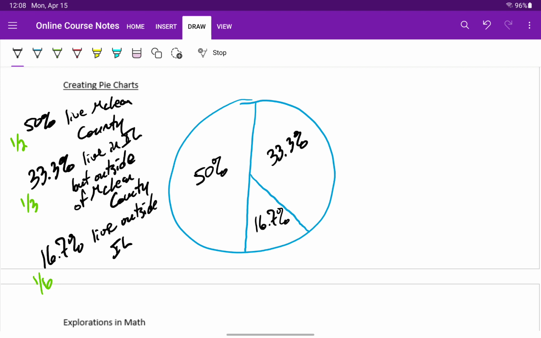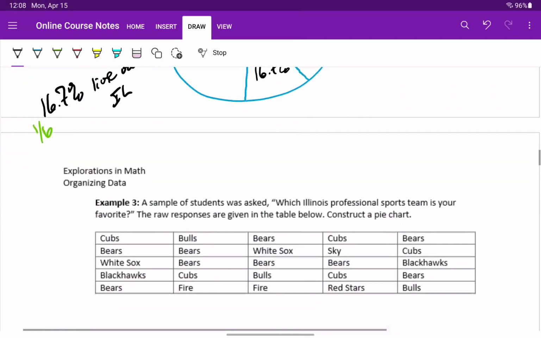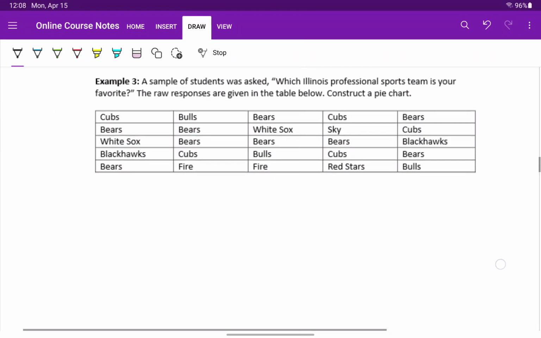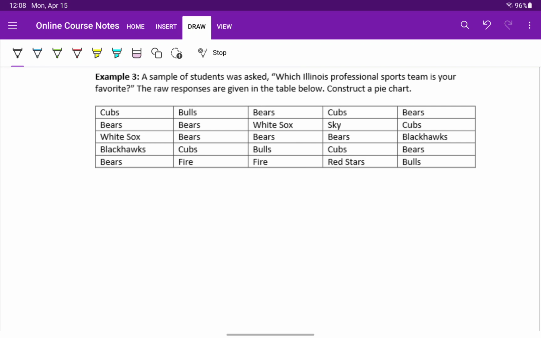Pie charts are nice because they're very easy to understand. It's a very simple picture, but they also have some drawbacks, one of which is when we get too many categories, pie charts can start to become a little cramped or harder to interpret. We'll look at one case like that here, where we have a sample of students that were asked, which Illinois professional sports team is your favorite? And then the raw responses are provided here. So we would go through and we would tally this up.